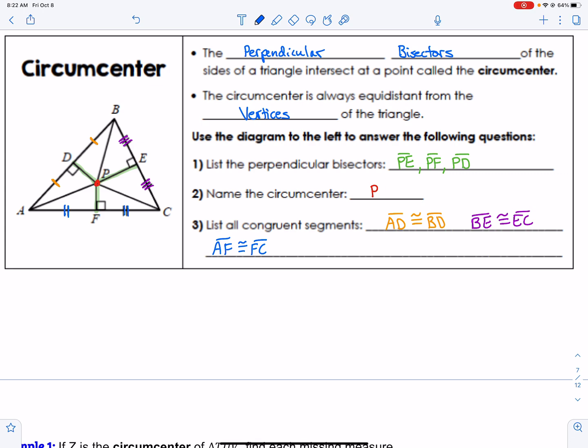And as we wrote in our notes, let's also label that the circumcenter is equidistant to the vertices. So PB, PC, and PA, those would all three be congruent as well. I'm going to add 4 tick marks to those segments, and we'll write those out. So let's say PA is congruent to PB, which is also congruent to PC.